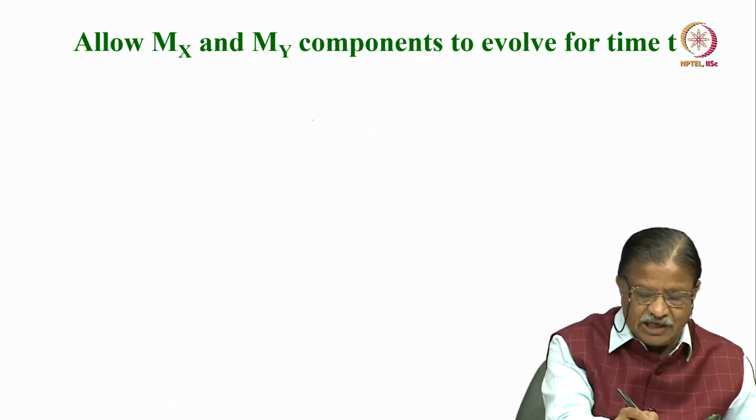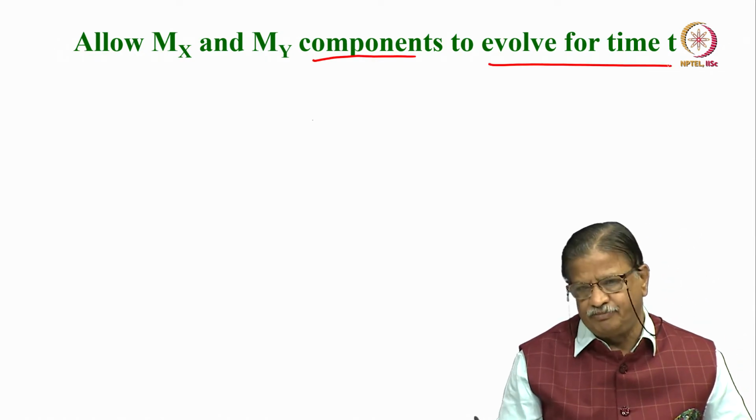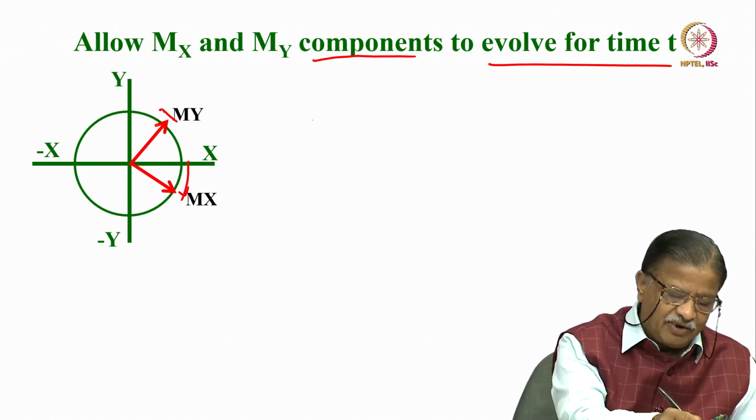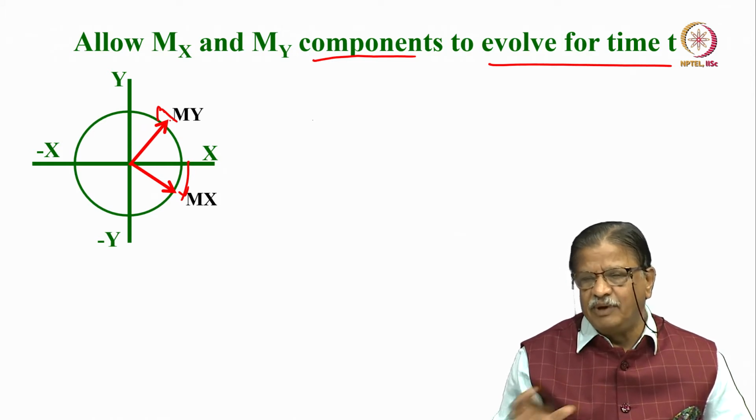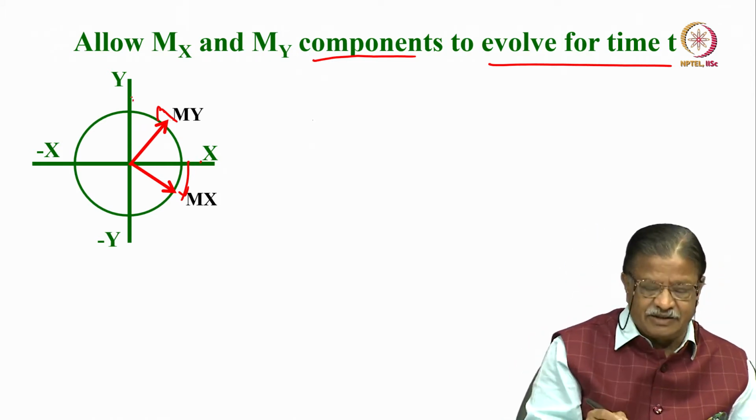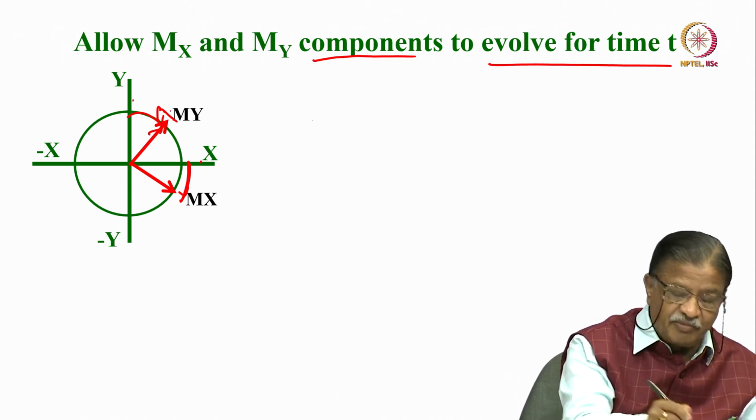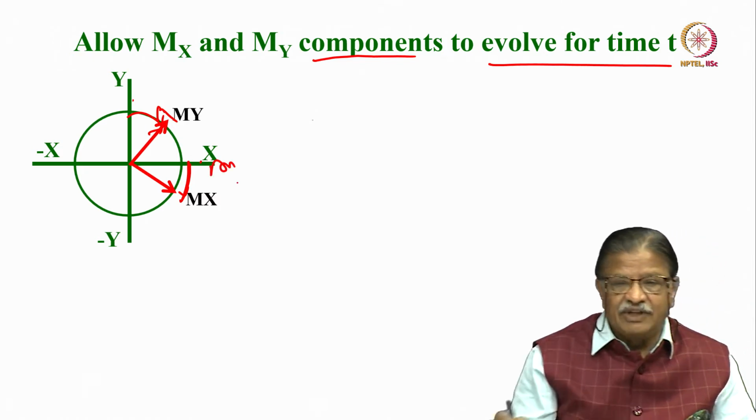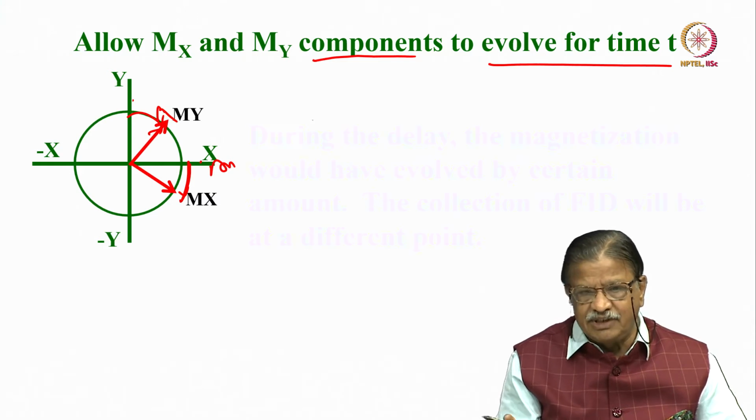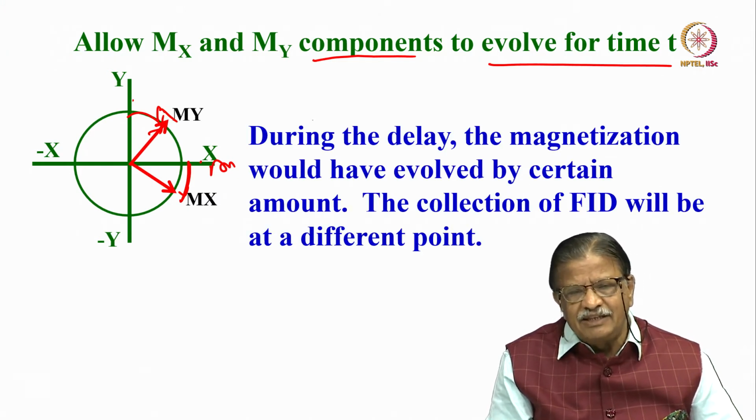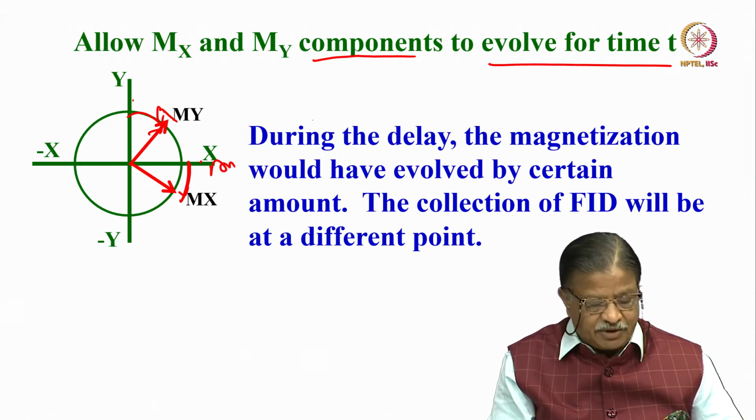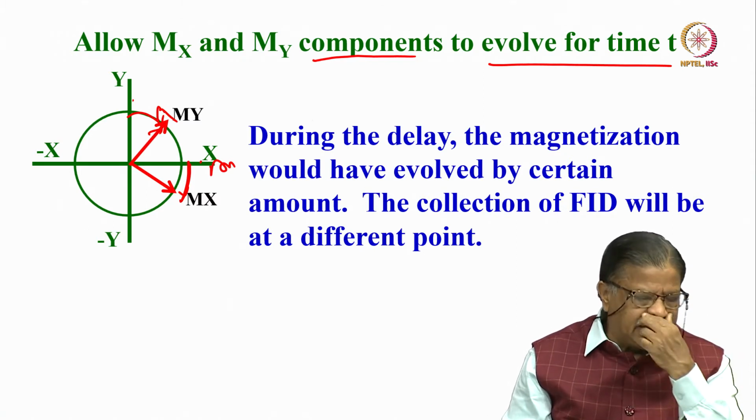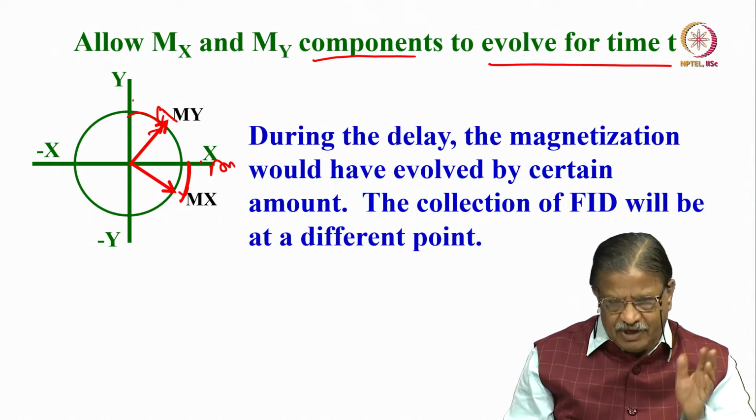Now allow the magnetization to evolve for a time t. Let us say the component Mx has moved here, My has moved here. They have moved by some distance. It is not exactly 90 degrees. Between them they may be out of phase by 90 degrees, but as far as the receiver is concerned, they have moved by some distance. So during the delay, the magnetization has evolved by a certain amount. This is what is called evolution. Magnetization during this delay has evolved, so the collection of the FID, the free induction decay, will not be at the right point. We collect at a different point.